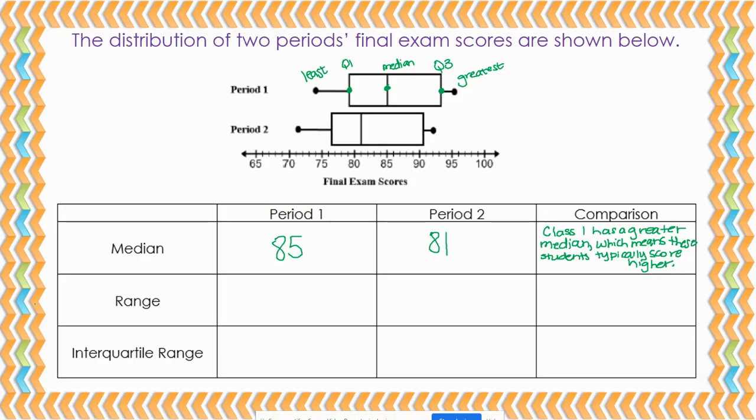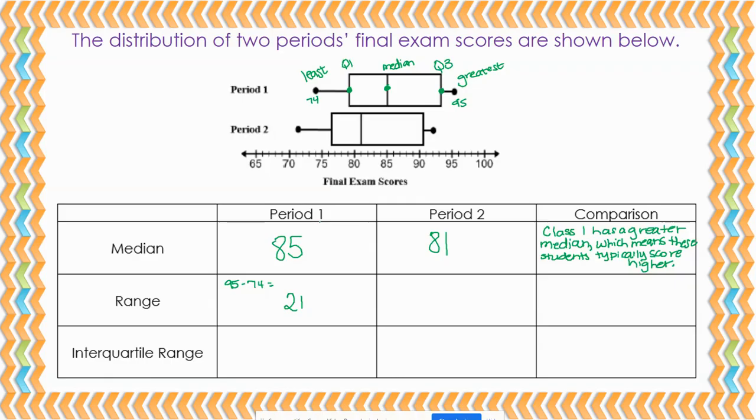Now, range and interquartile range can tell us about the spread of the data, which is how far apart the data is. To find the range, I know that I need to subtract the least from the greatest. So for class period 1, I'm going to find the least value. It looks like that's right here at about 74. And then I also need to find the greatest value. It looks like that's right here at 95. So to find the range, I'm going to subtract 95 minus 74, which will give me a range of 21.